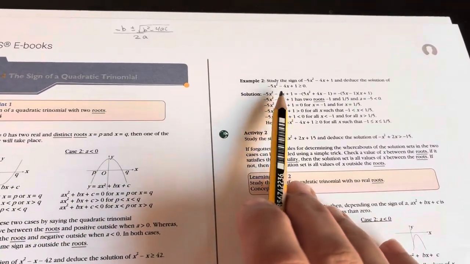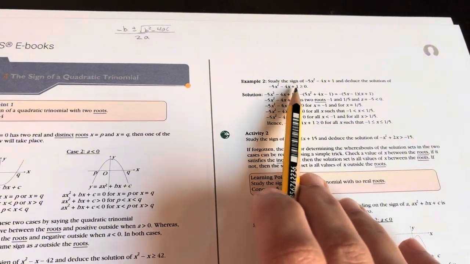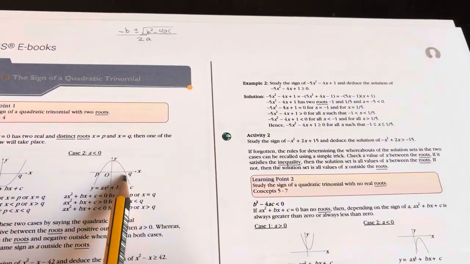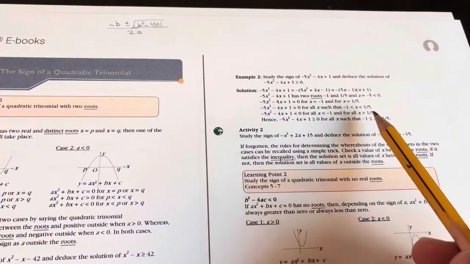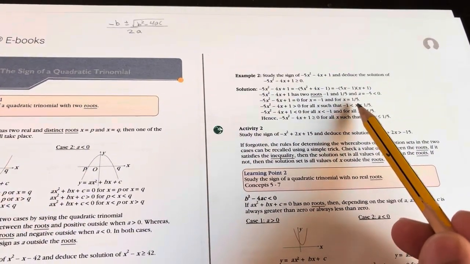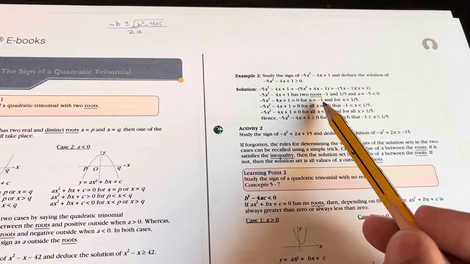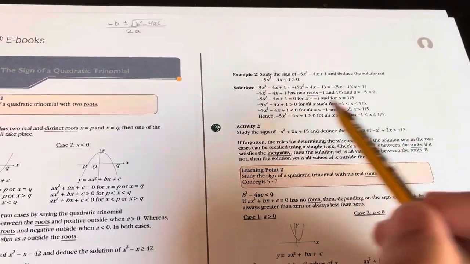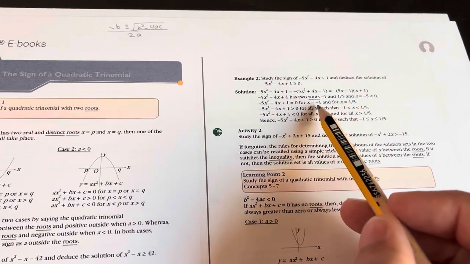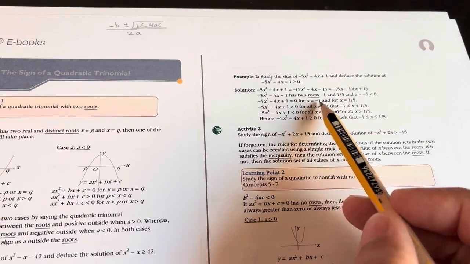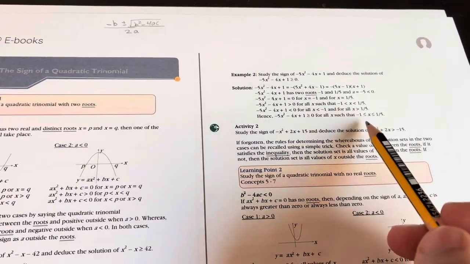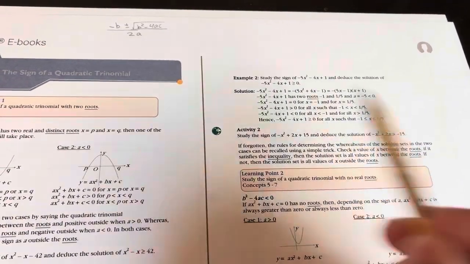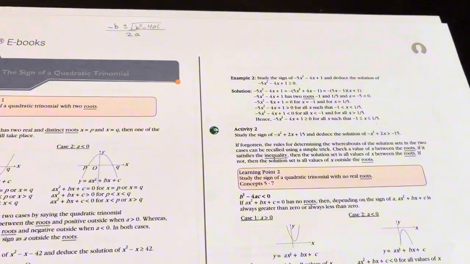He wants the range which is greater than or equal to 0, so it will be the values of x between p and q. Here the roots are 1 over 5 and minus 1, so the expression is greater than or equal to 0 for all the values greater than or equal to minus 1 and less than or equal to 1 over 5. So this is an example of this.